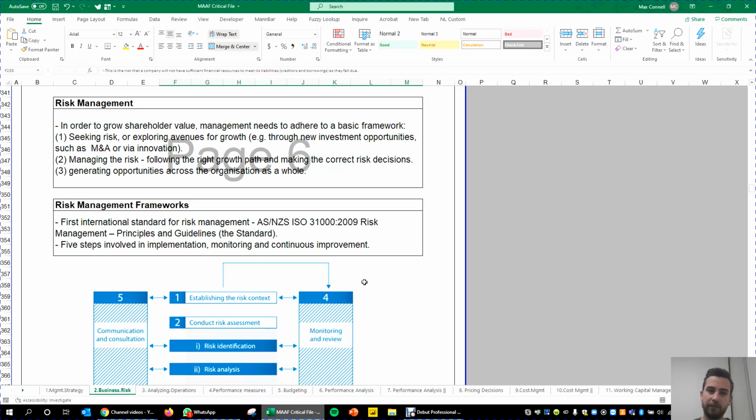So next step is managing the risk. So following the right growth pattern and making the correct risk decisions. And number three is generating opportunities across the organization as a whole.